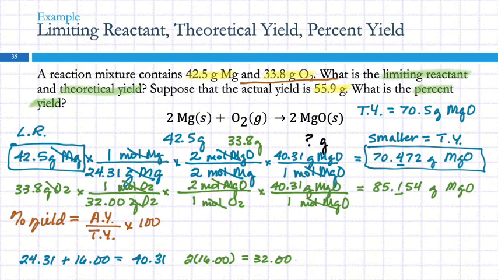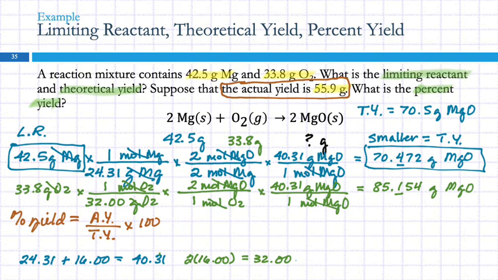In this problem, it actually says the actual yield is this. Sometimes they don't say it so clearly. They might say 55.9 grams were made. And we need to recognize that they are telling us the actual yield.